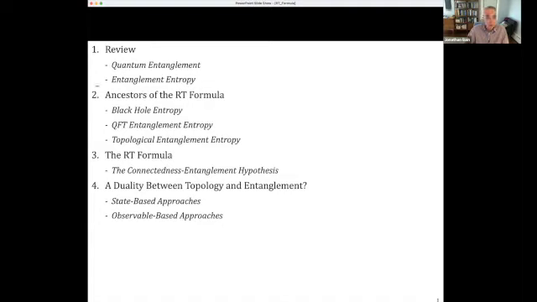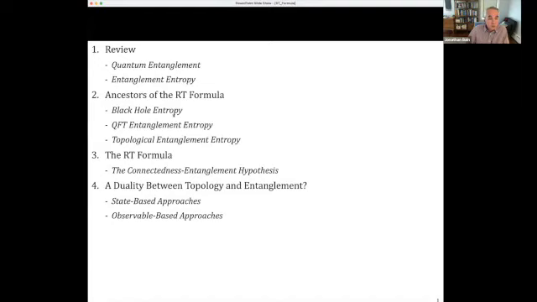So to fully appreciate it, in the first part, I'm going to do this brief review of the definitions of quantum entanglement and ultimately entanglement entropy. And then in part two, I'd like to look at three ancestors, predecessors of the RT formula that are formally similar to the RT formula. And we'll look at some of the motivations for these other formulae.